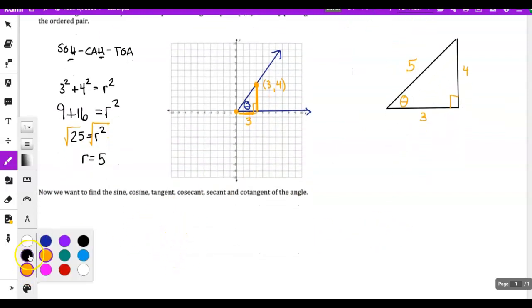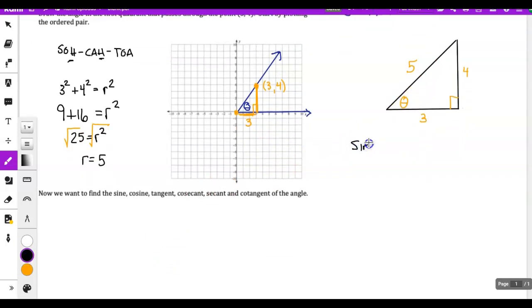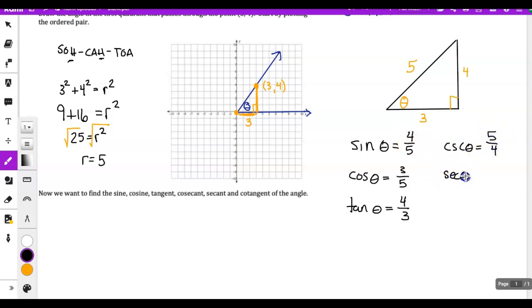It's just SOHCAHTOA. So if I want to find the sine of the angle, it's just going to be opposite over hypotenuse. The cosine of the angle is adjacent over hypotenuse. And the tangent of the angle is opposite over adjacent. And then if you want the reciprocals, all you have to do is flip the original. So this would be 5/4. This would be 5/3. And this would be 3/4.